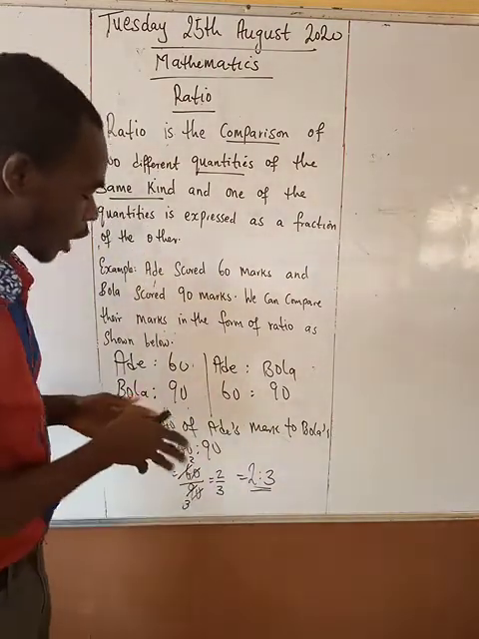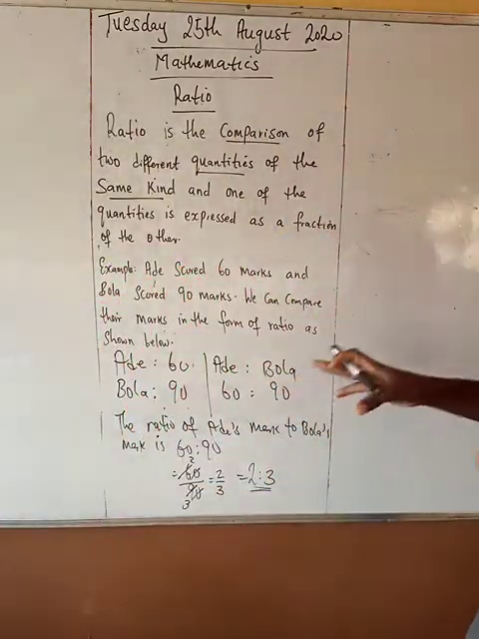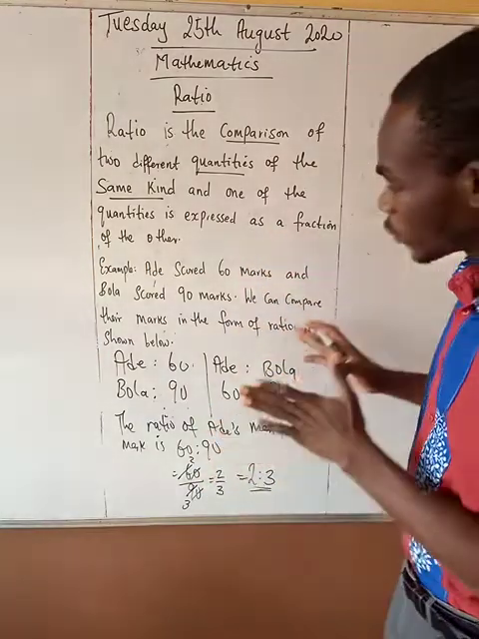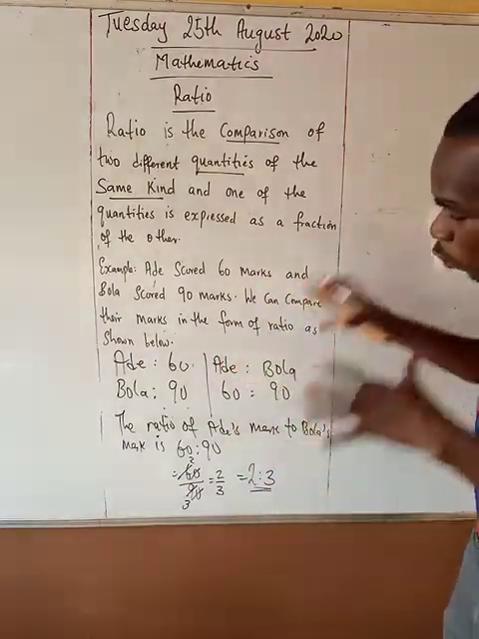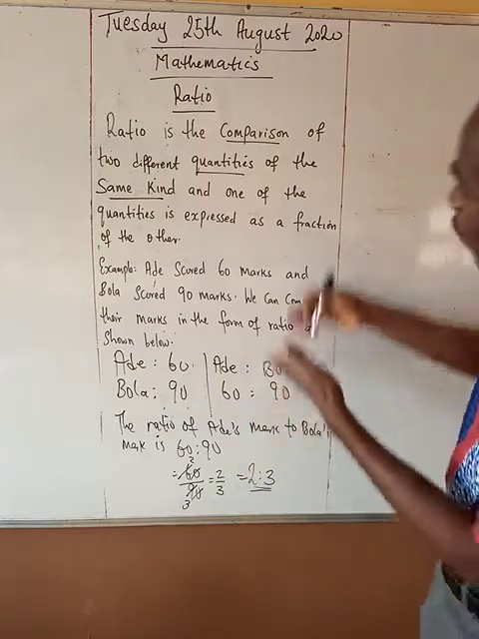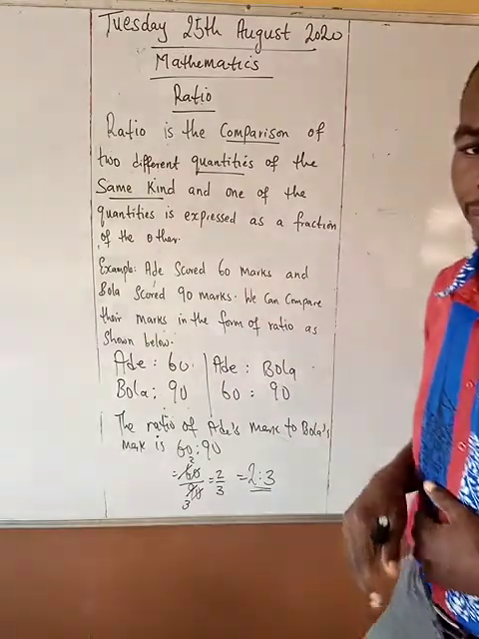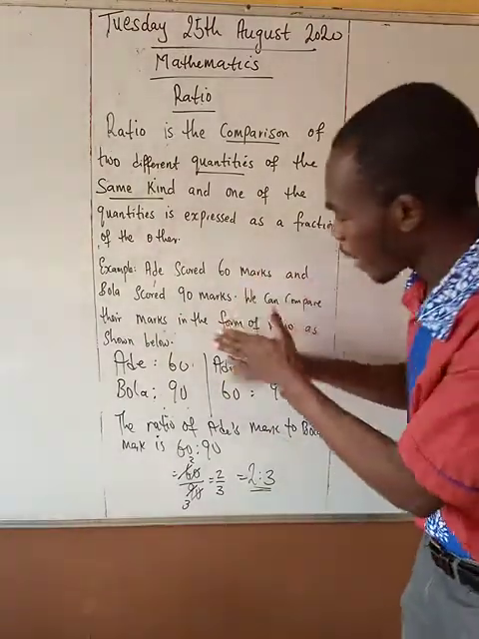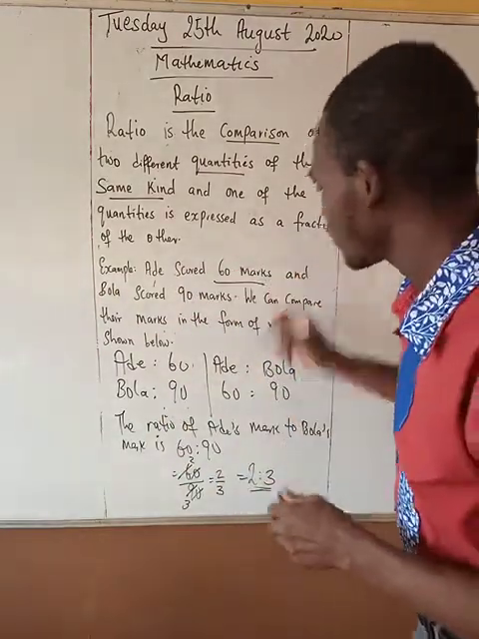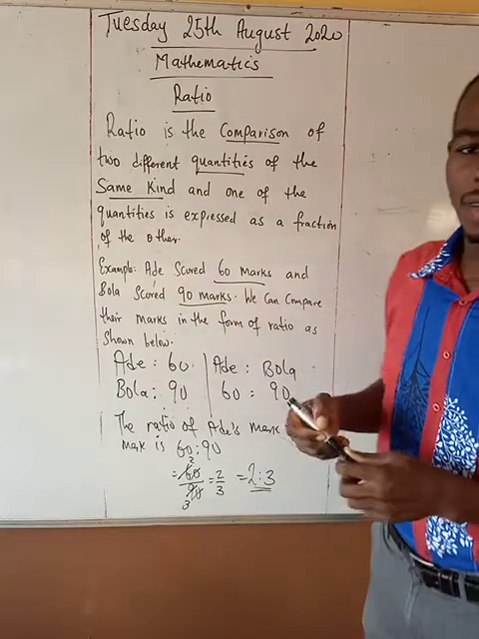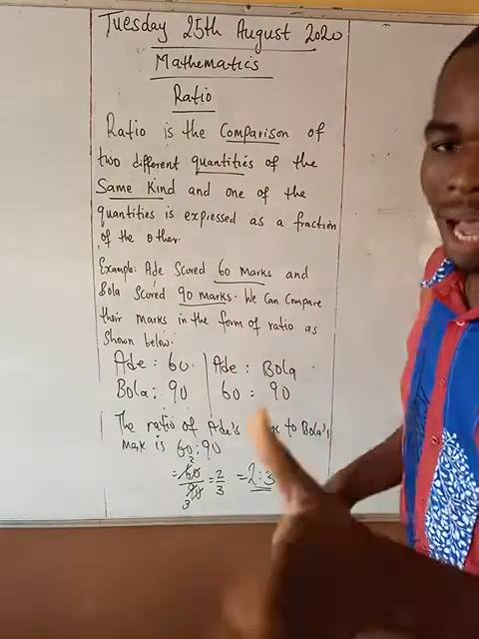In case you don't understand this concept, I would advise you to watch the video again. What we did now is we have not even gone into the main concept. We are just trying to give an understanding. Let us just have an understanding of what ratio is all about. In this case, I was comparing the mark of Ade to the mark of Bola, by letting us know that Ade scored 60 marks and Bola scored 90 marks. Now we want to express the ratio of their what? Marks.